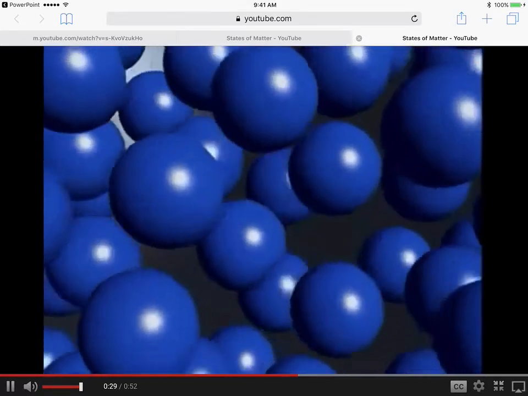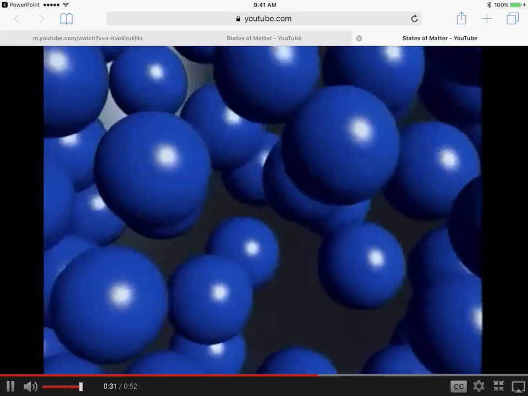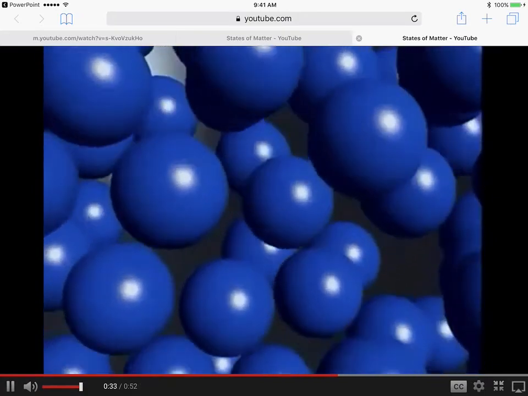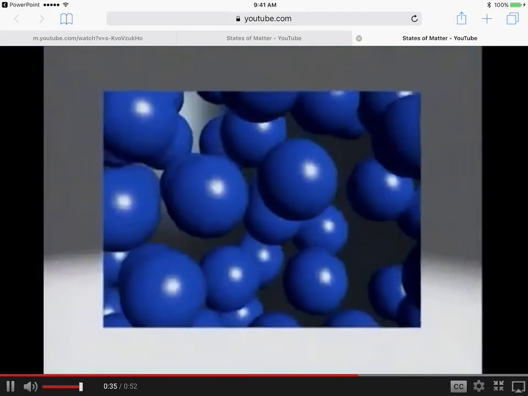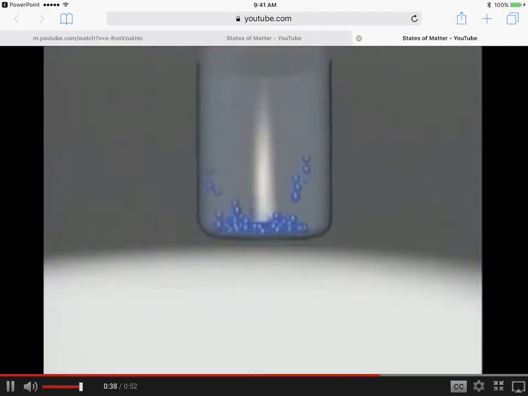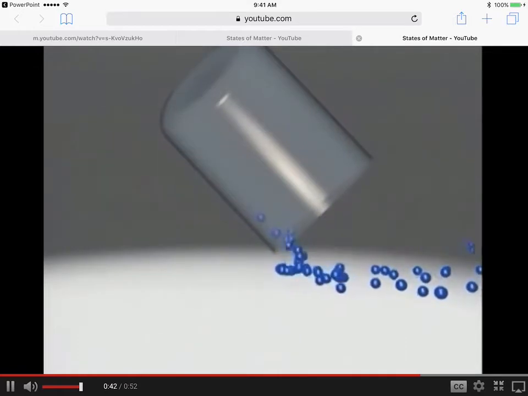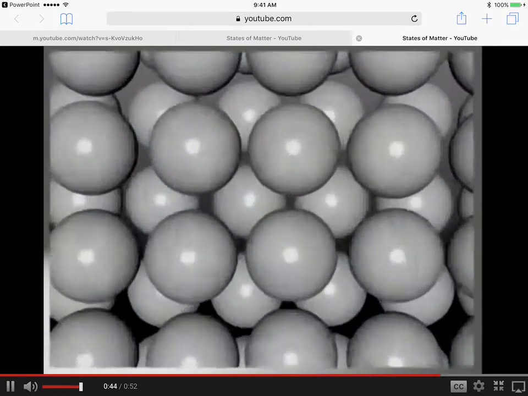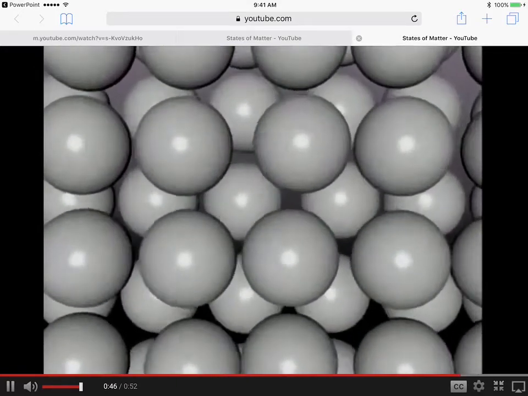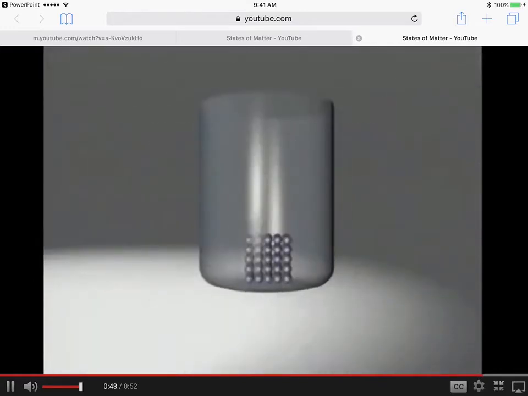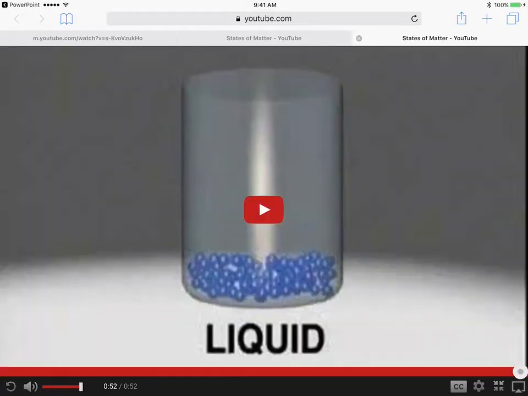Here's the liquid state. This gives a better view of the liquid state. They are definitely disorganized. They're moving around, but they're touching each other. They're attracted to one another, but they're much more fluid, and so you can pour liquid out, as you know. But think about the atomic level. And then the solid state. The atoms there are very close together, very organized, and that's what makes that structure at the atomic level different than a liquid or a gas.